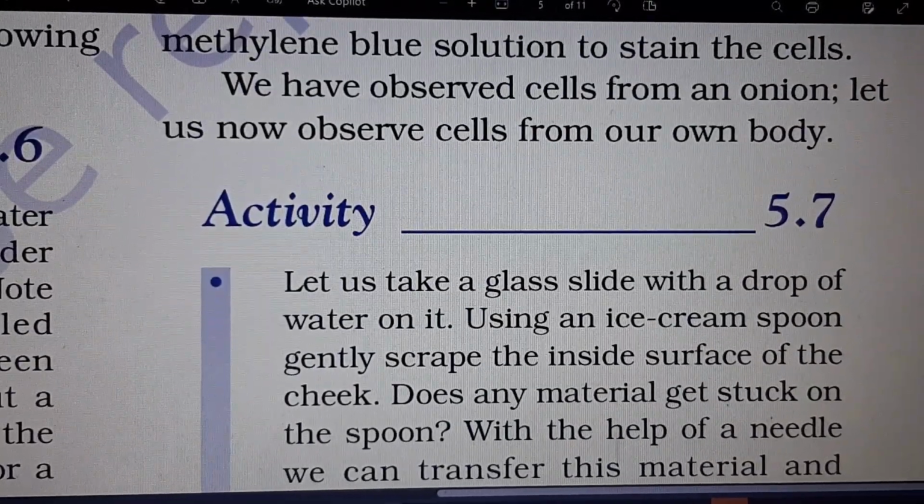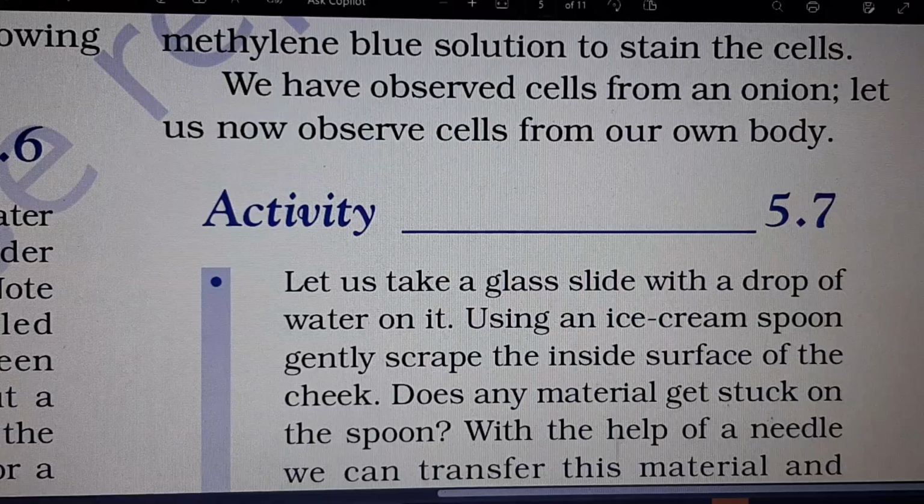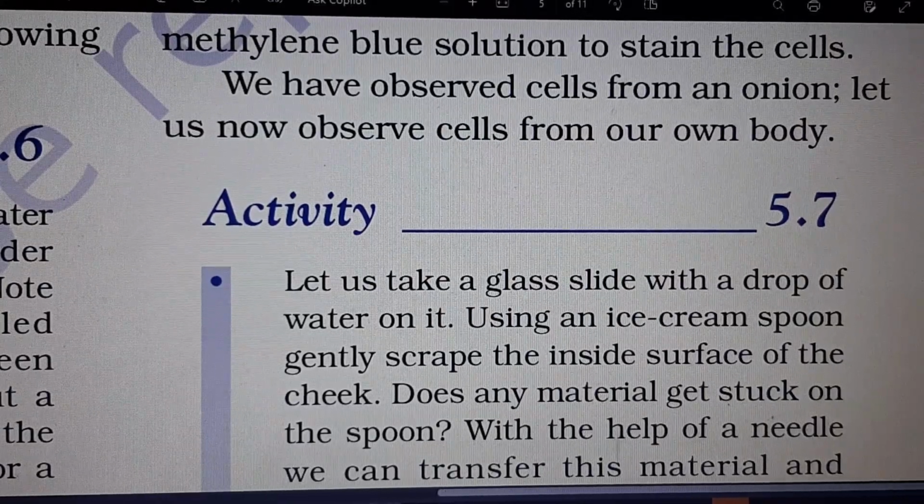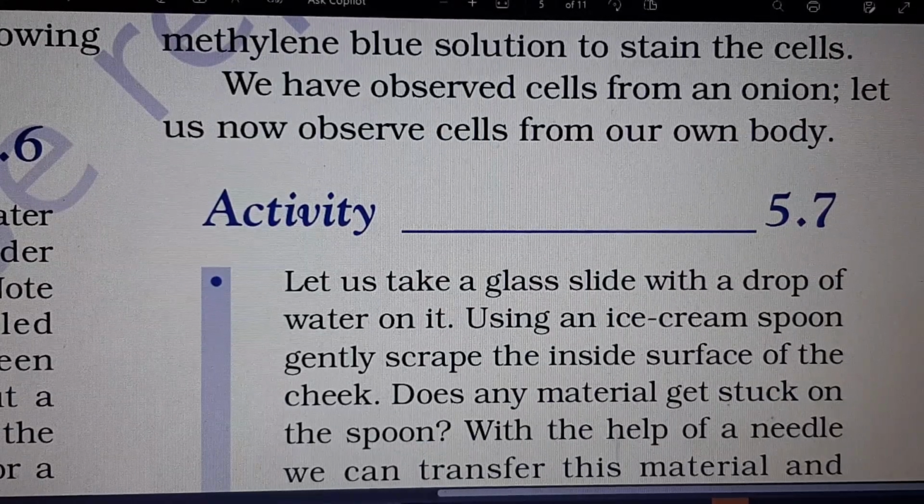We have observed cells from an onion. Let us now observe cells from our own body. Activity. Let us take a glass slide with a drop of water on it. Using an ice cream spoon, gently scrape the inside surface of the cheek. Does any material get stuck on the spoon?